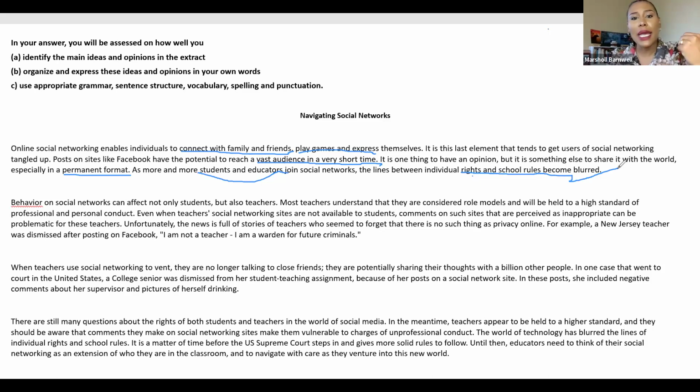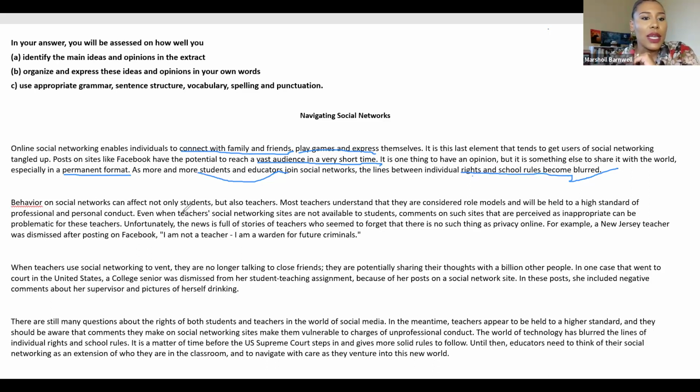Social networking sites allow us to communicate and entertain ourselves with and engage with a vast audience in a short space of time. However, the information placed on social media sites, both by students and educators, are in a permanent format, and it has caused issues where rights and schools are concerned. That's my sentence for my first paragraph. So I'll write that down.